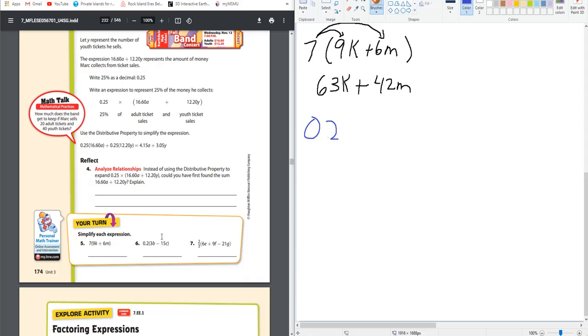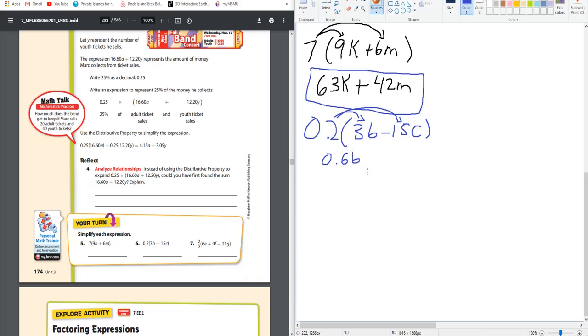So we got 0.2, now I'm on number 6. This is done. So not simple, but so fast, so easy. There's only one step. Literally just multiply to everything inside. So 0.2 times (3b minus 15c). Cool. Again, I'm just multiplying inwards. So 0.2 times 3, it's 0.6b. 0.2 times 15, was that like minus 3c? Yeah. Cool.